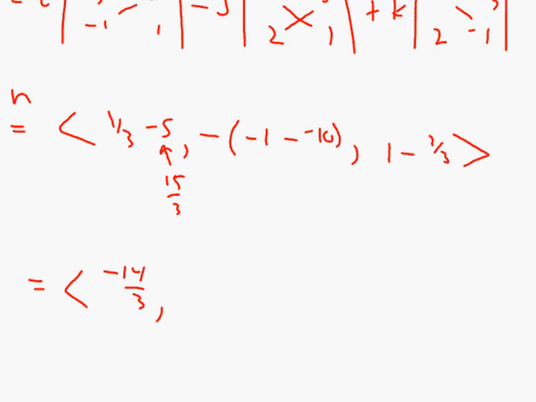All right. Over here, you're going to have -1 plus 10, which would be +9. Then it gets negated, so you get -9. And then 1 minus, I think that was 2/3, gives you 1/3. Okay, great. So that's the normal vector to either plane.